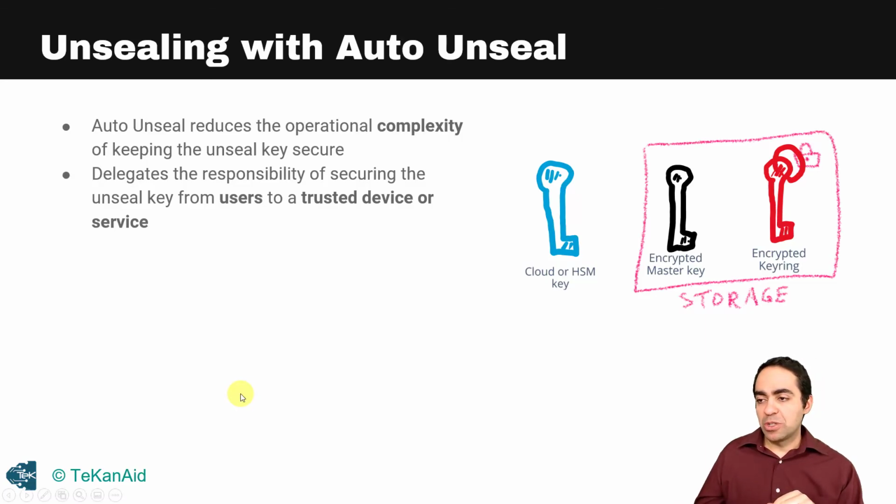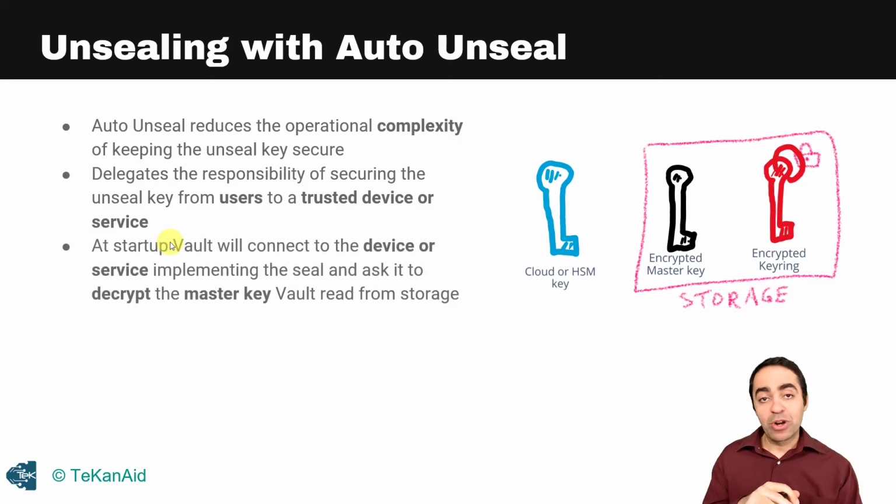It delegates the responsibility of securing the unseal key from users to a trusted device. It could be an HSM or a trusted service like Google or Azure or AWS to do that process for you. So the way it works at startup, Vault will connect to the device or service implementing the seal and ask it to decrypt the master key that Vault read from storage. Remember, the master key is stored in storage. Vault will grab the master key and ask the cloud service or the HSM, hey, please, can you decrypt the master key for me? And it'll go ahead and do that.